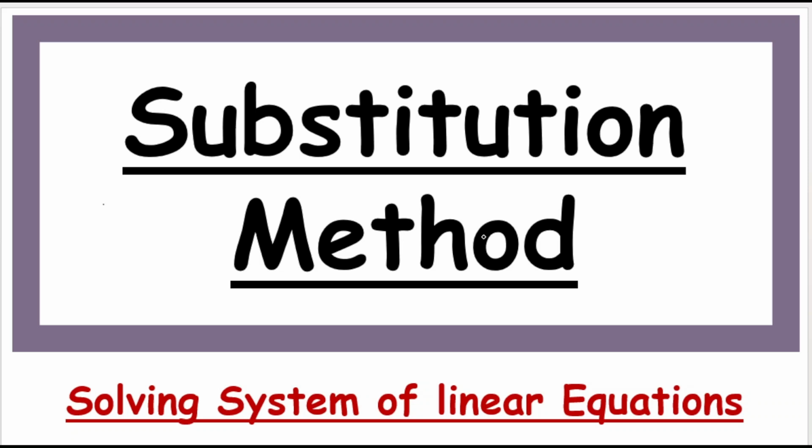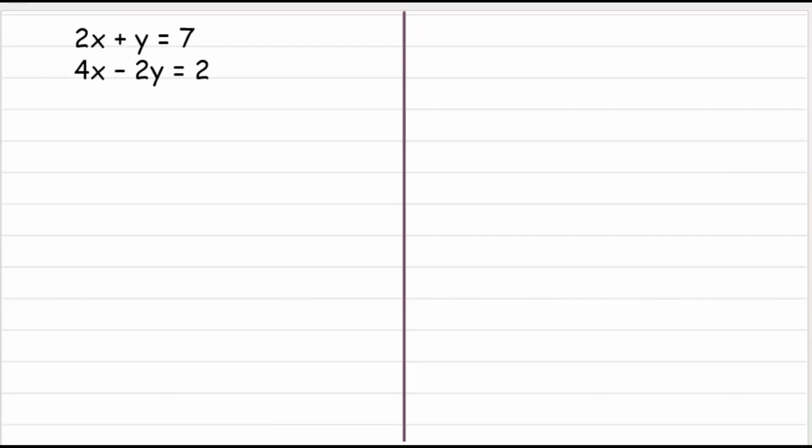Today's lesson is about solving systems of linear equations using the substitution method, one of the easiest ways to get started with two variable equations. So let's get started with our first question. Solve this system of linear equations: 2x plus y equals 7 and 4x minus 2y equals 2.